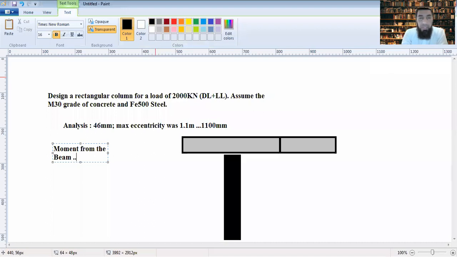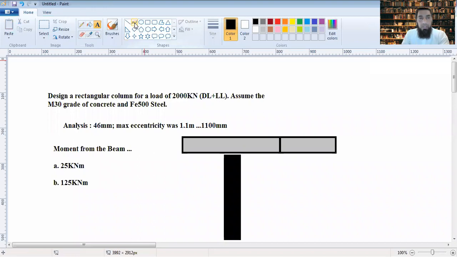There are two things given in the question. One was the assumption that the eccentricity is around 1.2 times d. Now the moment from the beam, let there be two values. In case one, let the moment be 25 kilonewton meter from the beam, and in case two, let this be 125 kilonewton meter.